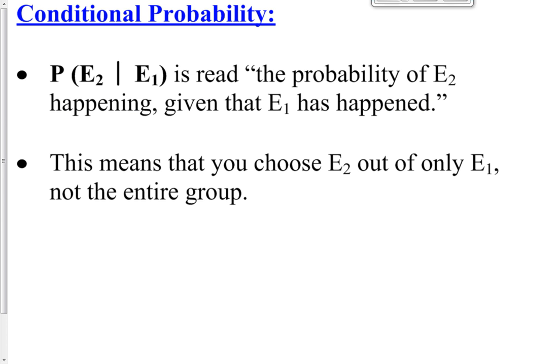What it states here is that the probability of E2 given, this line right here means given, the fact that E1 has already happened. So E2 can happen under one condition: E1 has already happened. It might sound a little bit confusing, but it means that you choose E2 out of only E1, not the entire group. So let's take a couple example problems.